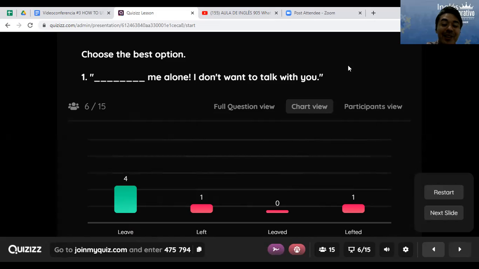So, the correct answer should have been leave. Leave me alone. Left is the simple past. Lived doesn't exist. Left doesn't exist, right? So the correct answer is leave. Why? Because if we are using imperatives, we use the base form of any verb. So la forma base del verbo, sin conjugar. So there you go. Let's see the next one.